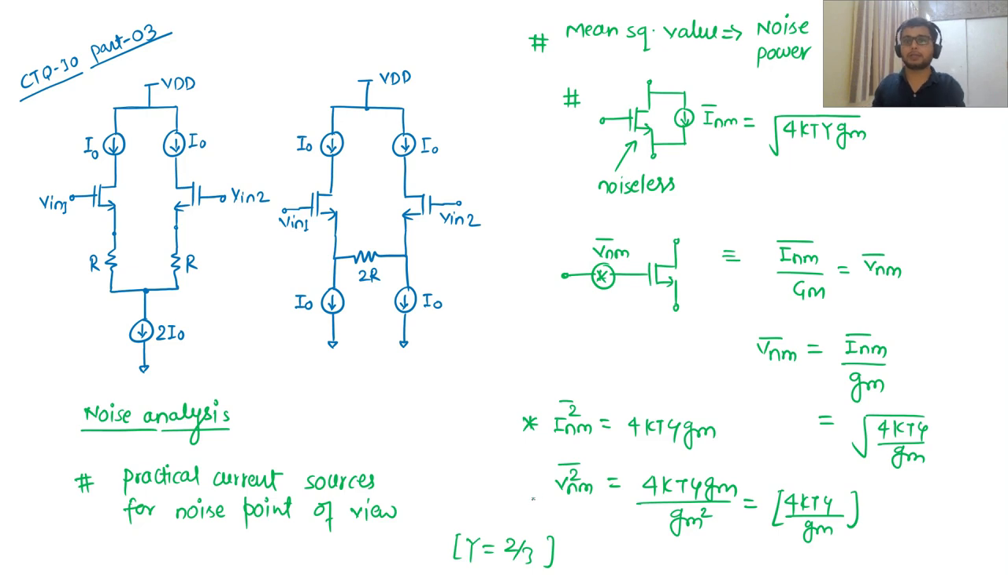I will not tell exactly what is there, but it is 2 by 3 you can consider. Okay, in some cases it's a 1 also. So this is just a basic fundamental of the noise. Now we will switch and analyze both the circuits. So first I will take the first circuit with the practical current sources.